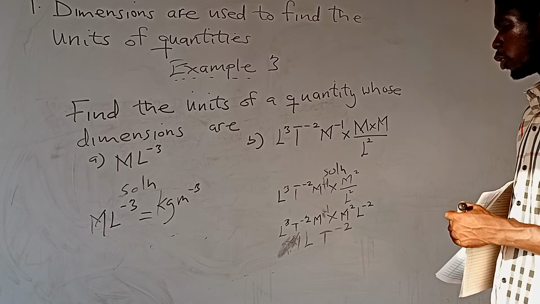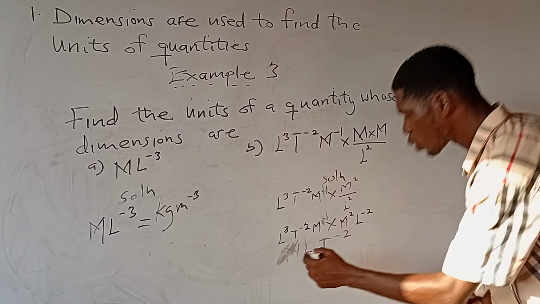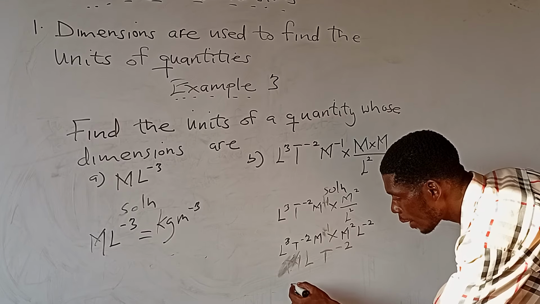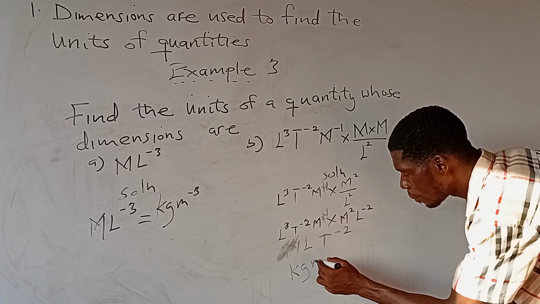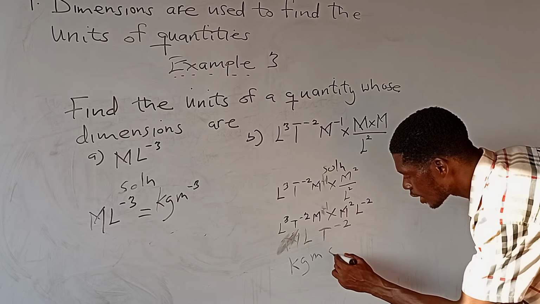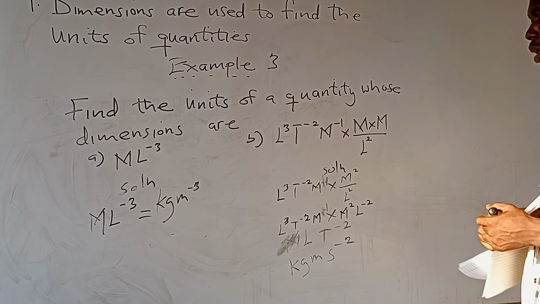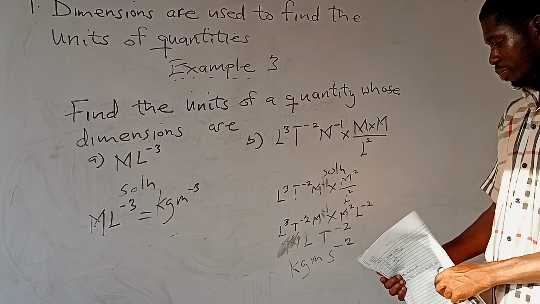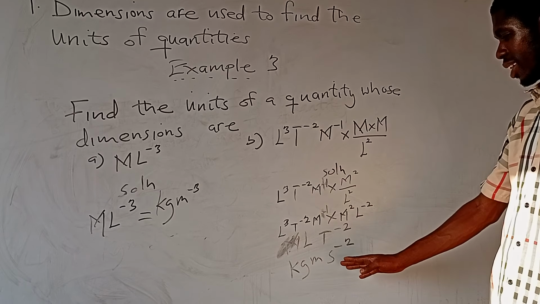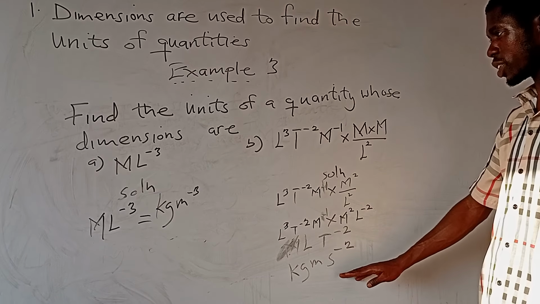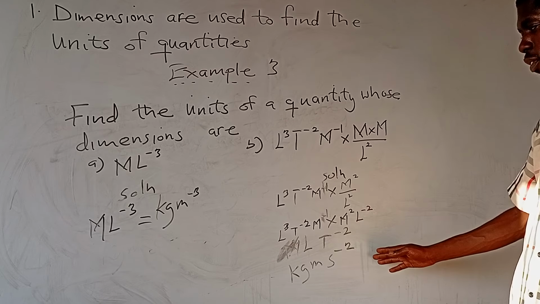Now we're supposed to find the units. The unit for mass is kg, that for L is meters, and T is seconds, to the power negative 2. So kg m s^-2. That's the unit for force.